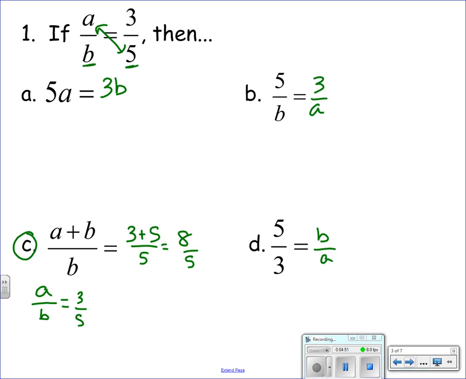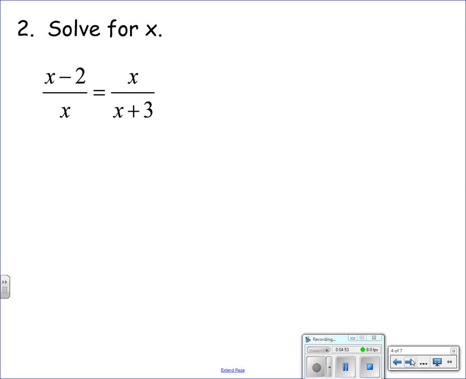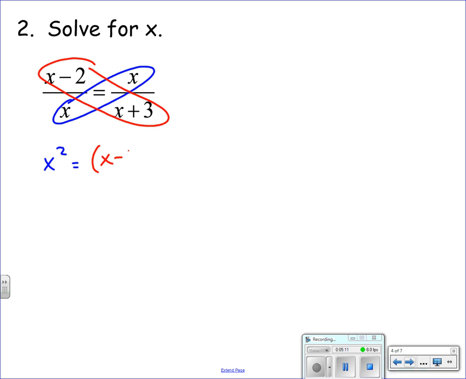Really in this section what we're going to be doing is solving proportions. So solving for x, we'll do 3 examples. What you want to do is cross multiply. x times x is x squared. Then cross multiply the other way: x minus 2 times x plus 3. Now simplify. x squared is equal to x squared minus 2x plus 3x, which is x, minus 6.